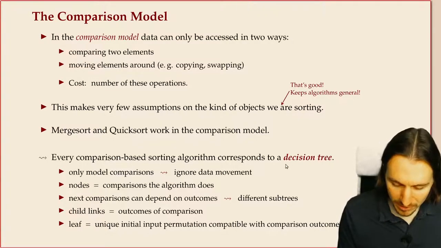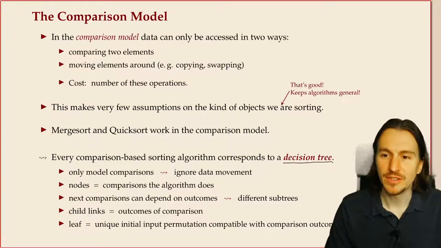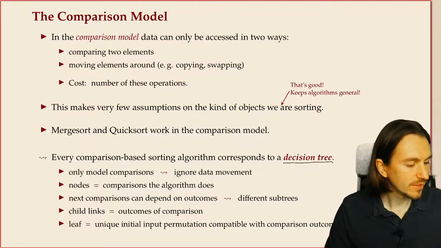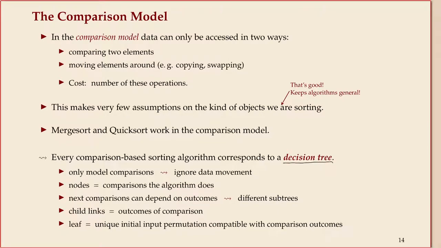And what makes this model nice for analyzing it is that every algorithm can be represented by a single, relatively easy to understand object, and that's the so-called decision tree. Now this is a tree, and I will show an example on the next slide in a second, but I want to briefly explain what it looks like. We only model the comparisons that our algorithm does. So remember, one decision tree means one algorithm. There's a one-to-one correspondence between these.